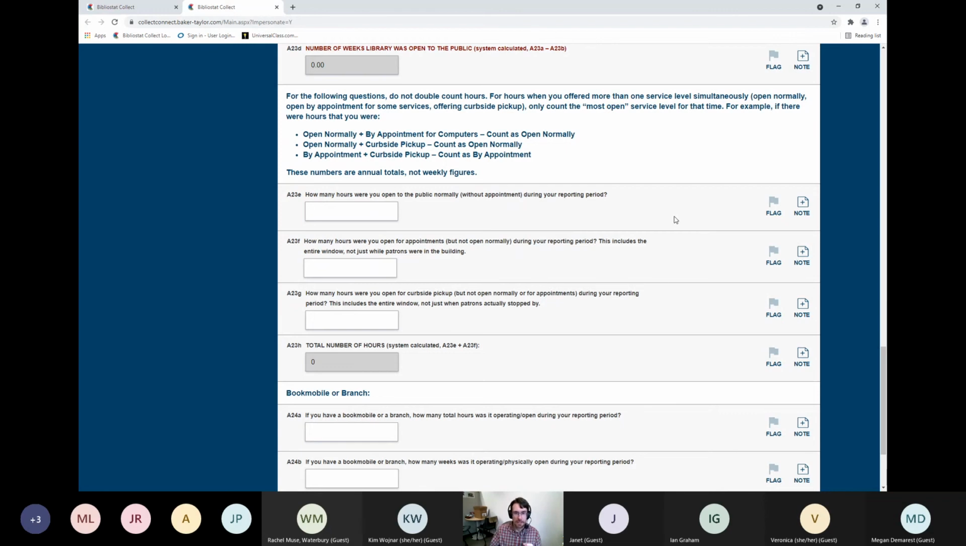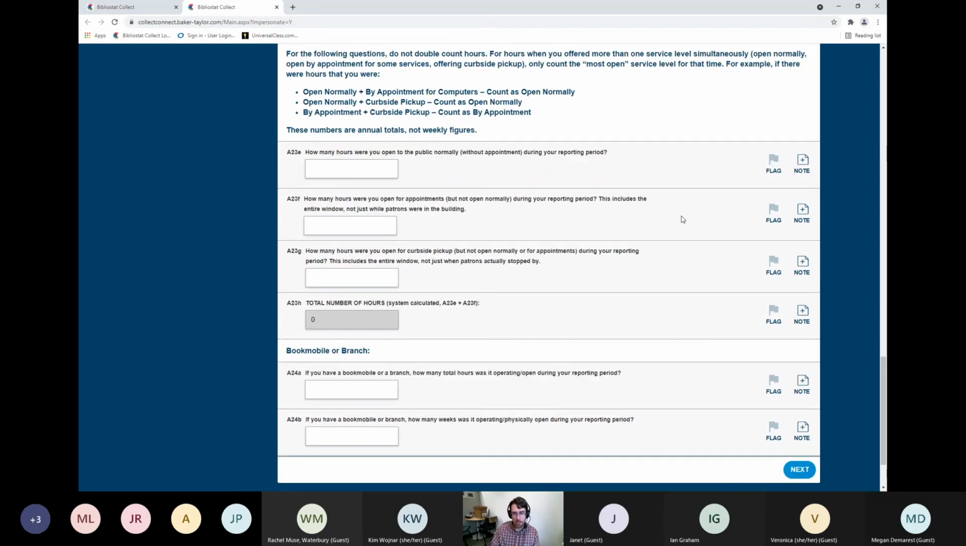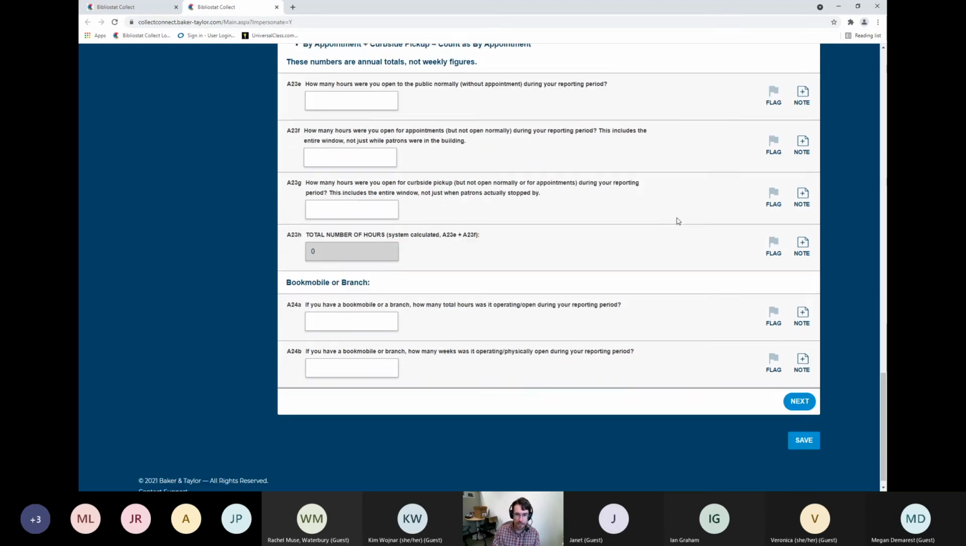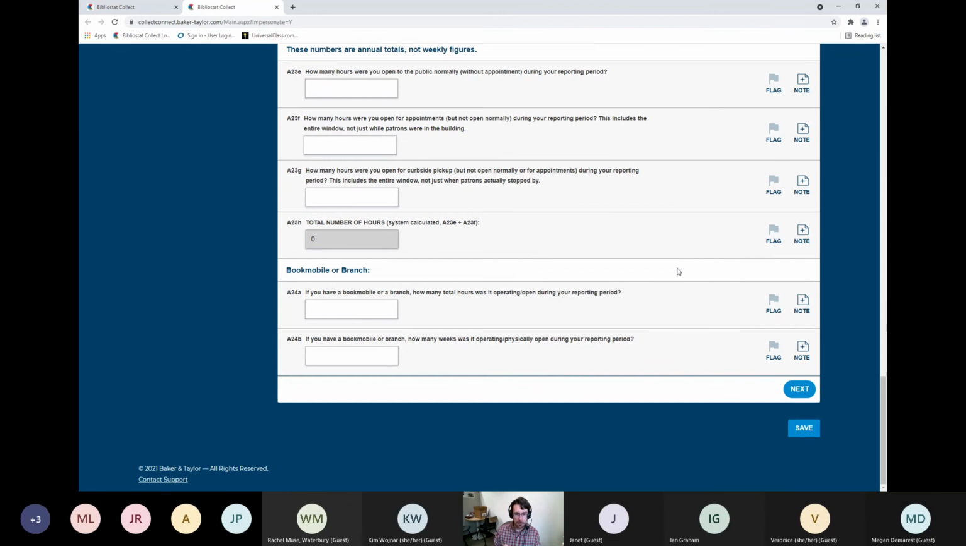And yeah, so that's that. Again, questions about this. This is still a little bit confusing, particularly with COVID. So get in touch and I will try to clarify which category something falls into. Next, if you had a bookmobile or branch, how many total hours did it operate and how many weeks was it open? These are a little bit new, but again, only apply to the 3 libraries that have bookmobiles and the 3 libraries that have branches.